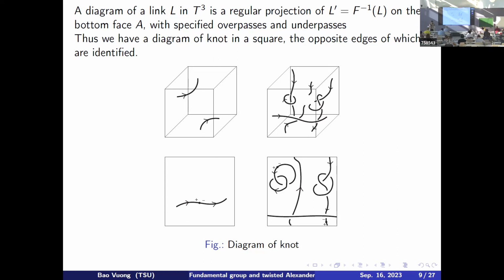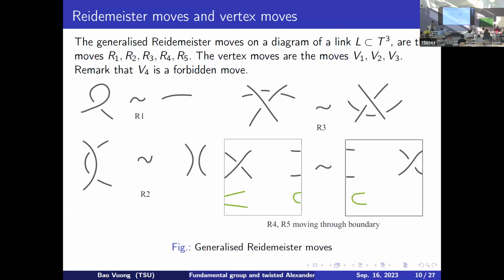So it is an ordinary knot diagram in a square with the edges of the square identified. But we now have something more: two-valent vertices, compared to only four-valent vertices of an ordinary knot diagram. Okay, and we have the Reidemeister moves and vertex moves for this combinatorial model.